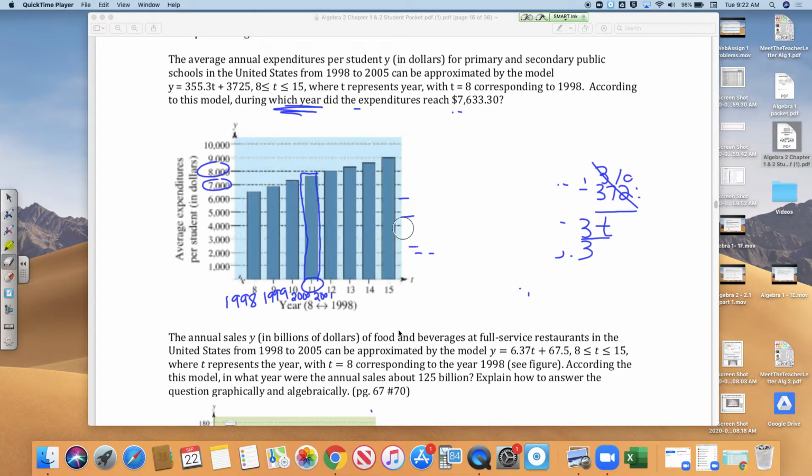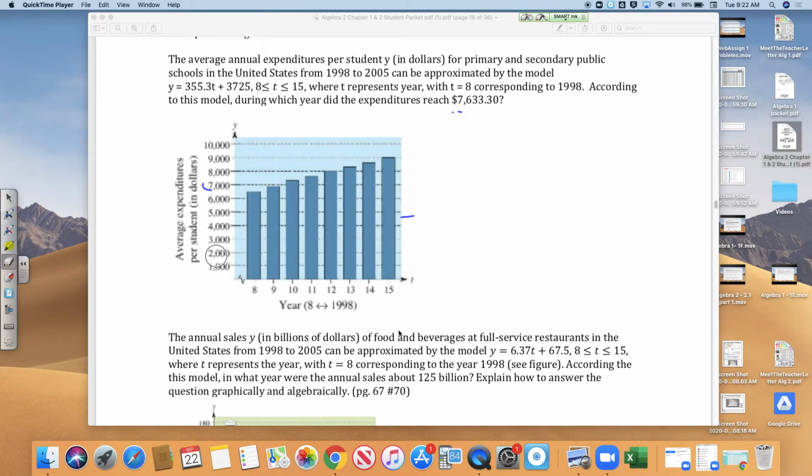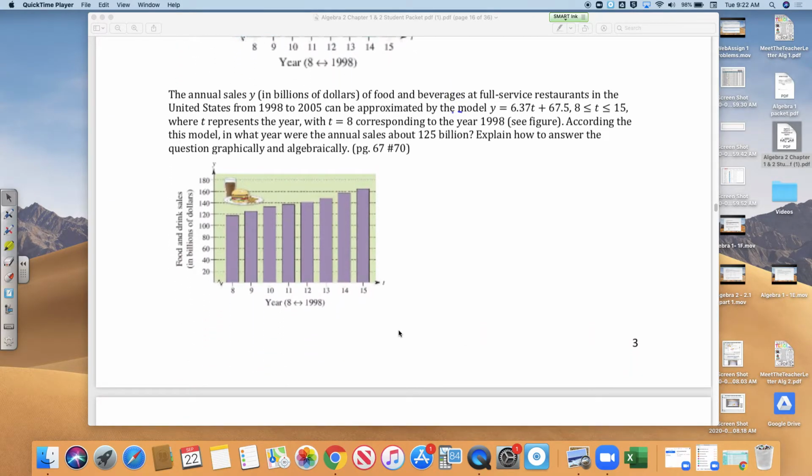The annual sales Y in billions of dollars of food and beverages at full-service restaurants in the United States from 1998 to 2005 can be approximated by the model y equals 6.37t plus 67.5. And again, they're giving us this inequality to show that it's between 8 and 15, where t represents the year and t equals 8 represents 1998 again. So we are trying to figure out when the annual sales will equal 125 billion, and we're going to explain how to find this answer graphically and algebraically.